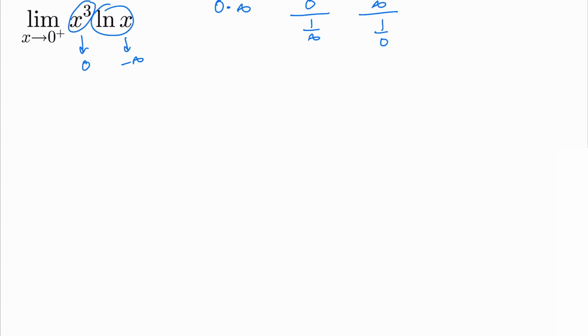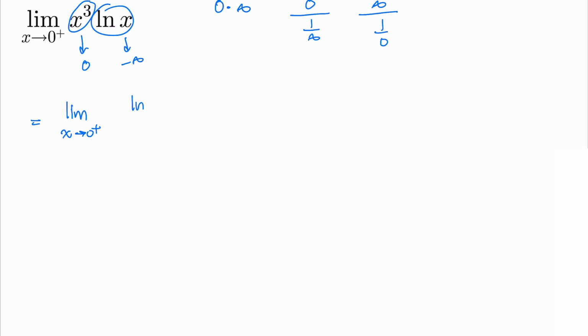So which one do we want to flip? Do we want to flip the x to the third, or do we want to flip the natural log of x? Thinking about derivatives, because L'Hopital's rule involves a derivative, it's much easier to take the reciprocal of x to the third than it is to take the reciprocal of natural log of x.